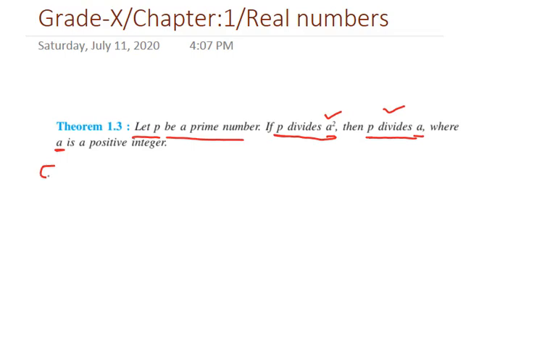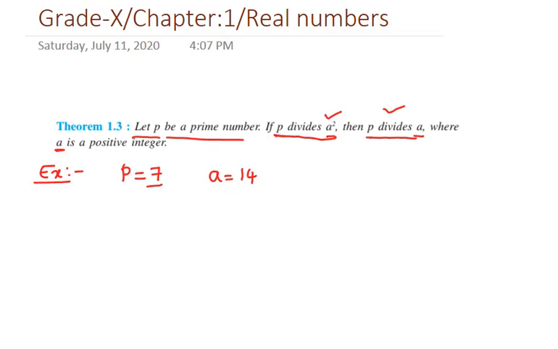Let's take an example. First of all, I will take a prime number. P is a prime number. So we will take the prime number 7. 7 is a prime number. And I will take one of the positive integers, 14. A is 14. Prime number is 7 and positive integer is 14.